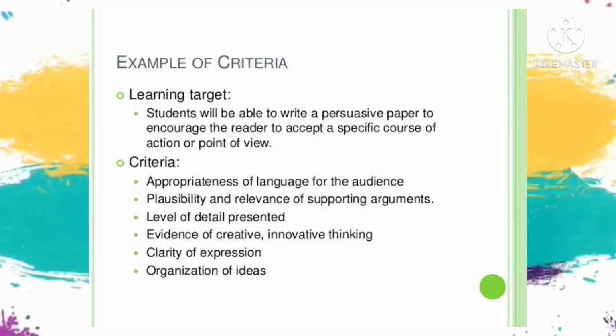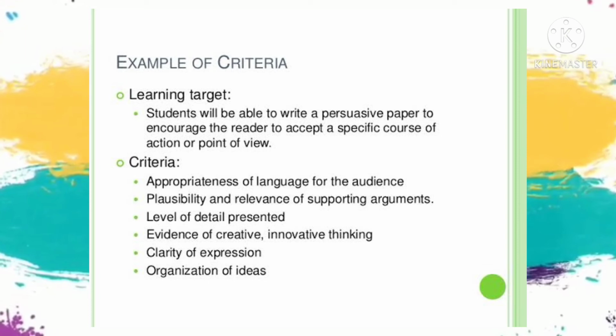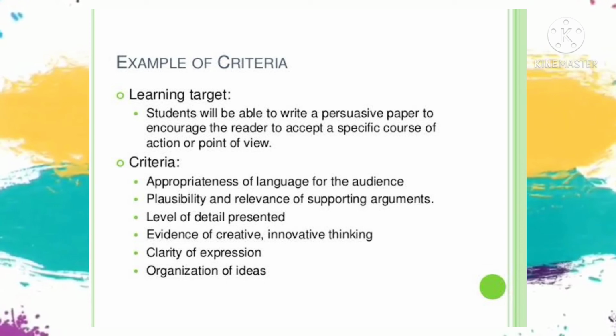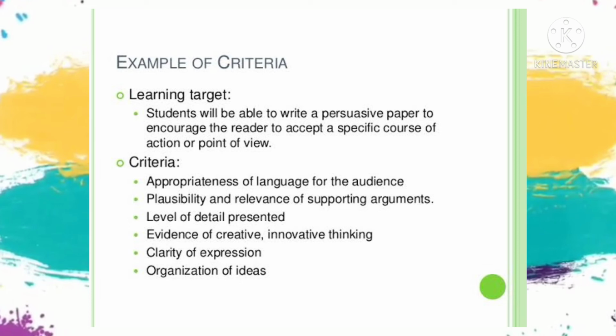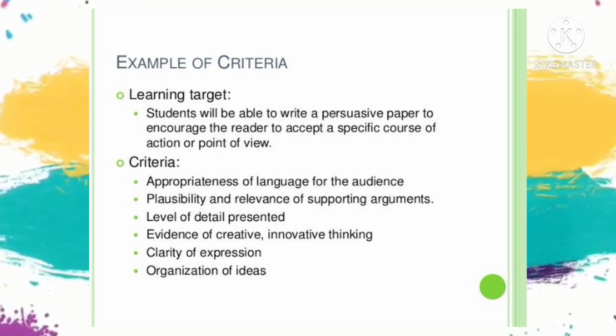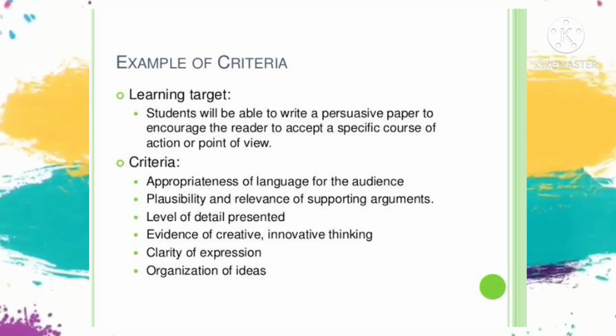Example of criteria, learning target: Students will be able to write a persuasive paper to encourage the reader to accept a specific course of action or point of view. So the criteria statements are appropriateness of language for the audience, possibility and relevance of supporting arguments, level of detail presented, evidence of creative innovative thinking, clarity of expression, and organization of ideas. When we talk about music, the criteria would be quality of the voice, intonation, voice quality.